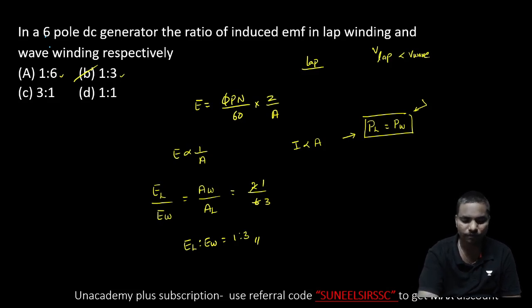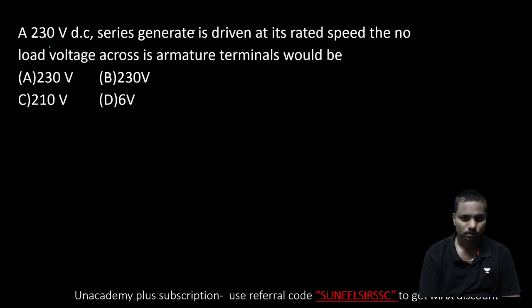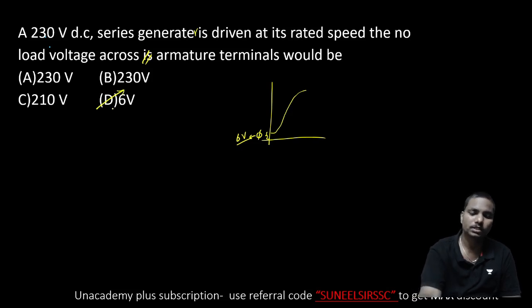Coming to the next question, a very important one. A 230 volts DC series generator is driven at its rated speed. The no load voltage across the armature terminals would be dash. We know very well, in the case of a self-excited generator, at no load also there is some small residual flux. Due to that, a small voltage of 6 to 12 volts is developed. So, with less voltage given in only one option, you can directly give the answer as option D.